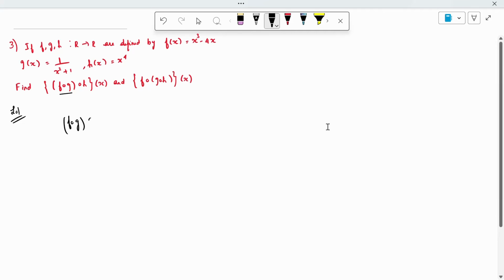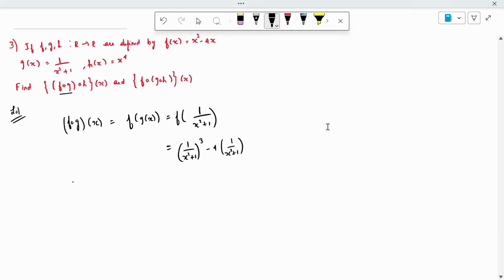F composition G of x. It's nothing but f of g of x. G of x is 1 divided by x square plus 1. What do you mean by that? It means instead of x, you have to put 1 by x square plus 1. So we get 1 divided by x square plus 1, the whole cube, minus 4 into 1 divided by x square plus 1. So that is completed, only for F composition G.